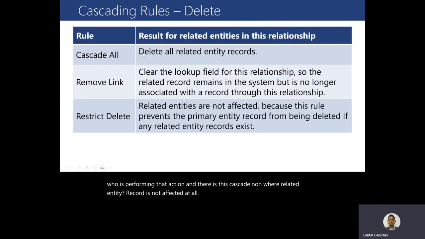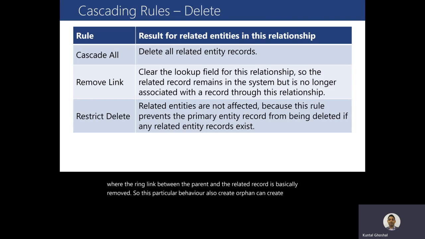When you are deleting, these are the cascading rules that get applied. Cascade all, which deletes all the related entity records. Remove link, where the link between the parent and the related record is removed. So this particular behavior can also create orphan records.